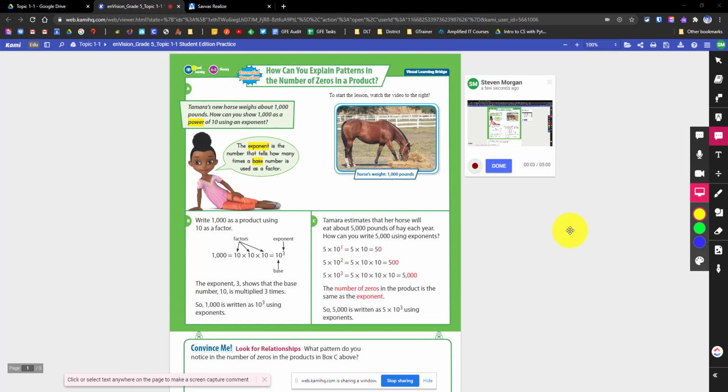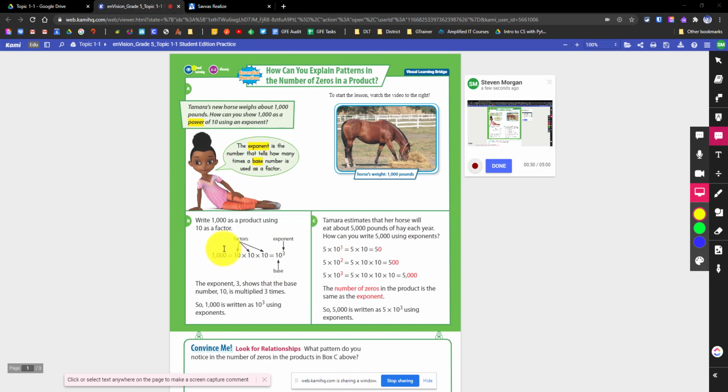Hey everybody, today we want to answer the essential question, how can you explain patterns in the number of zeros in a product? Now we meet Tamara here and it says she has a new horse that weighs about 1,000 pounds. How can you show 1,000 as a power of 10 using an exponent? Now we're given a little hint. It says the exponent is the number that tells how many times a base number is used as a factor. And we see that shown right here.